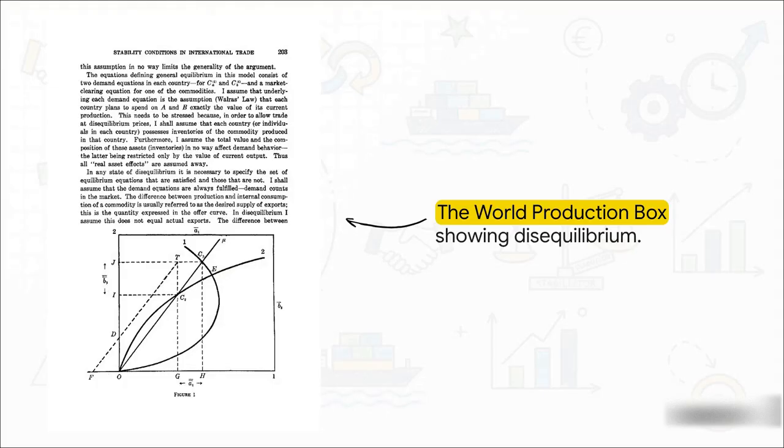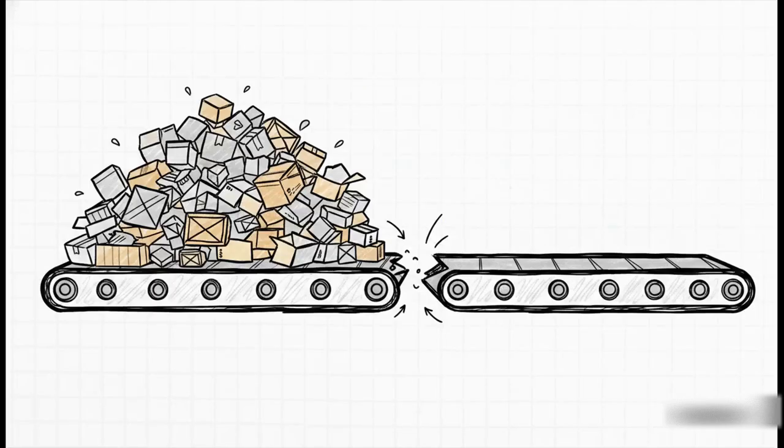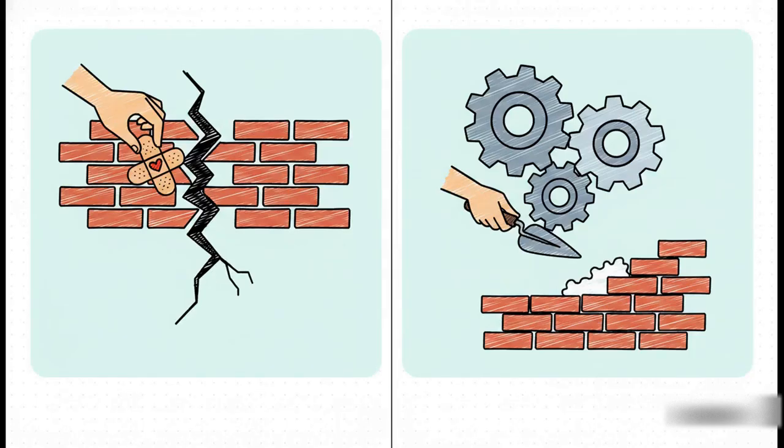This world production box physically maps out what a trade disequilibrium actually looks like in practice. See that gap? That's an unintended accumulation of real inventories, entirely driven by a trade deficit. Now let's contrast Jones's realistic view with economist James Meade's approach to fixing these imbalances.